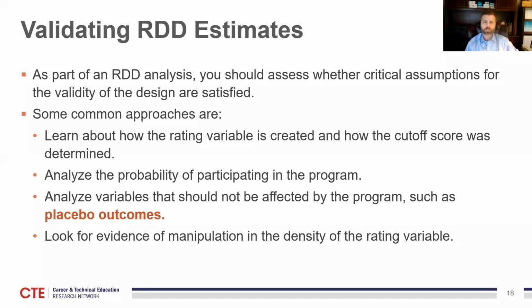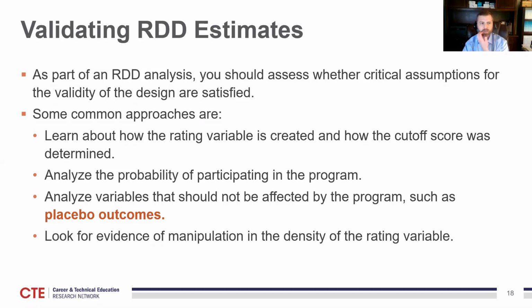Another type of variable you could use here would be what are called placebo outcomes. These are outcomes that would be determined after the treatment assignment, but you wouldn't expect them to be affected by the treatment. So if there's some other outcome variable that should have no relation to the program you're studying, looking for discontinuity at the cutoff for that outcome can help you judge whether the design's valid, because you should see no discontinuity. If you do, that suggests something else is going on that would call into question the internal validity of the design.